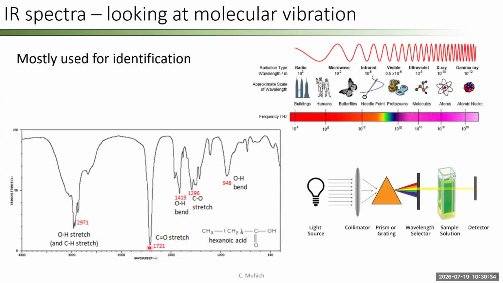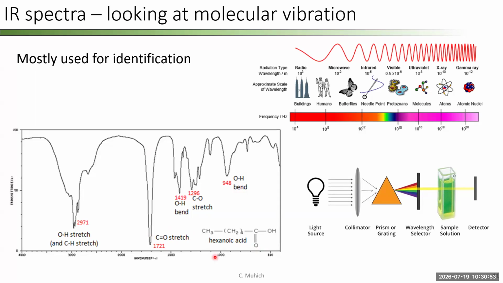So let's say this peak at 1,721 inverse centimeters, which is this C=O double bond stretch. If that's not there, if I don't see this peak, then I don't have hexanoic acid in my solution.